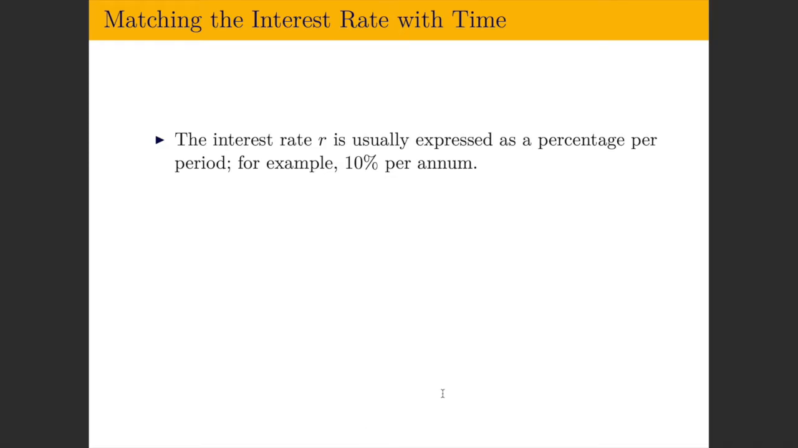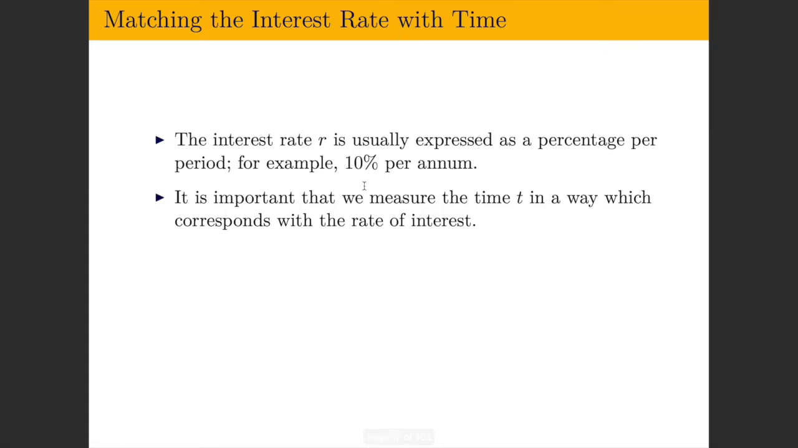Now, I was talking about periods and the number of years, and I was talking about months, days, whatever. One important thing to note when we're doing these calculations: the interest rate R is usually expressed as a percentage per period. For example, we could say 10% per annum. But it's important to note that the measure of time we use corresponds with the rate of interest. Let me explain what that means in a little more detail.